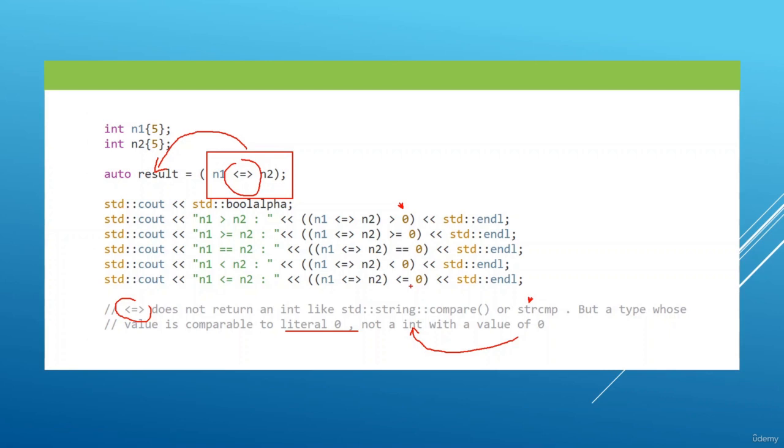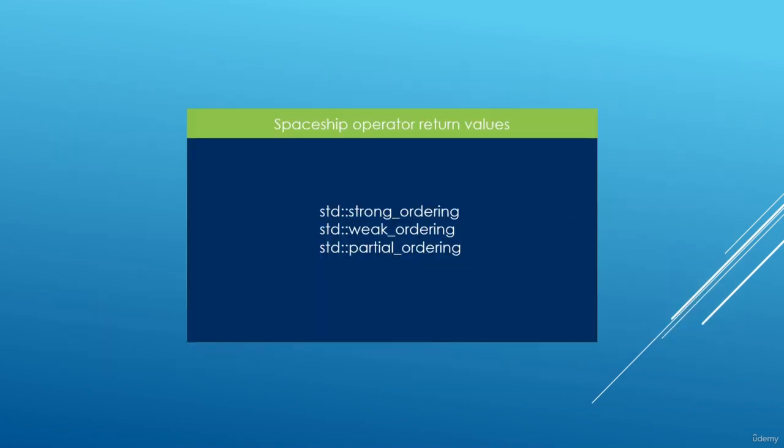Okay, so some of you must be asking, okay, I know about the three-way comparison operator, but what is really its return type? You have said it's not an int. What is it? Well, it's going to be one of the three options we have here. It can either be strong ordering, it can be weak ordering, or it can be partial ordering. And I am going to explain these things in steps because they can really be confusing, especially for beginners.